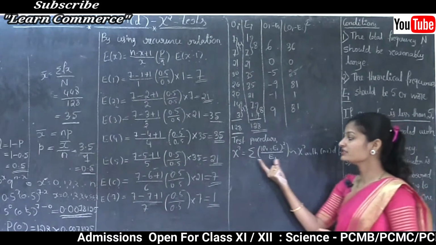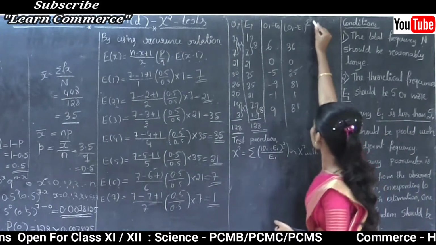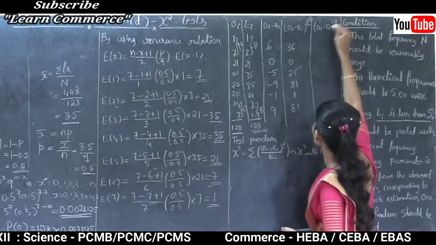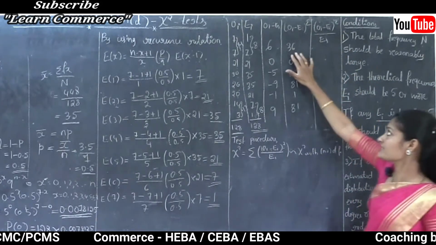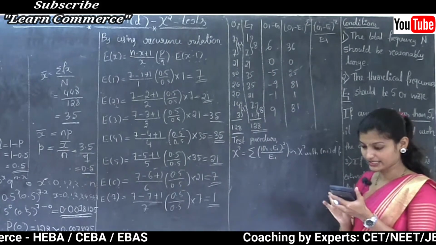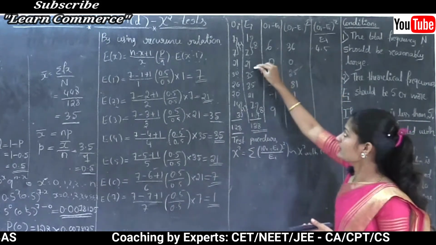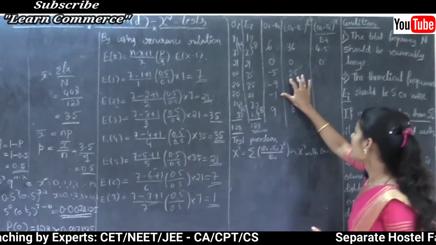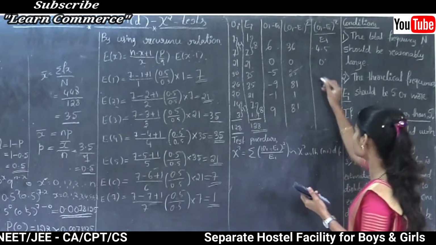See the formula, here we need sum of OI minus EI whole square divided by EI. So next column is OI minus EI whole square divided by EI. So here OI minus EI whole square observation is 36 and EI observation is 8. So next we need to do 36 divided by 8, that is 4.5. Next 0 divided by 21, that is 0. Next OI minus EI whole square observation is 25 and EI observation is 35. So 25 divided by 35 is 0.712.